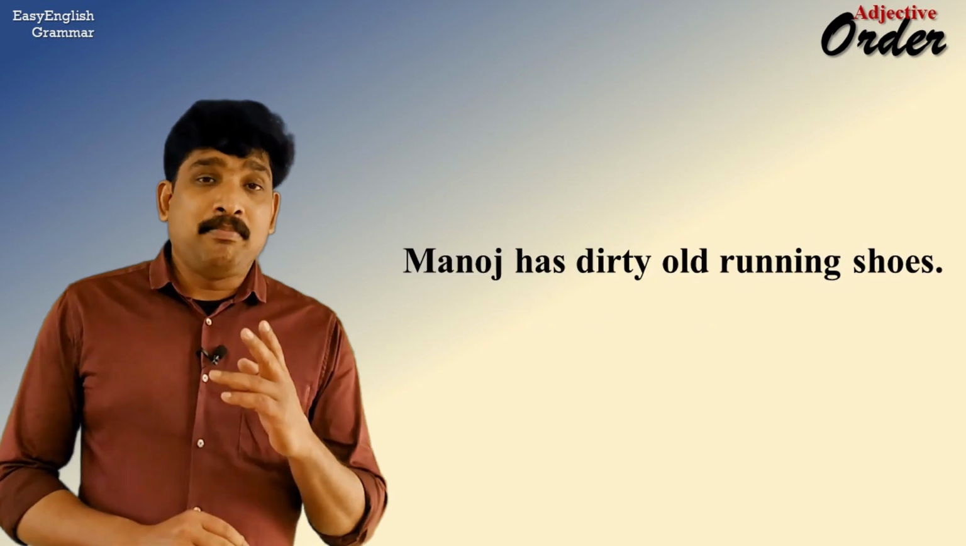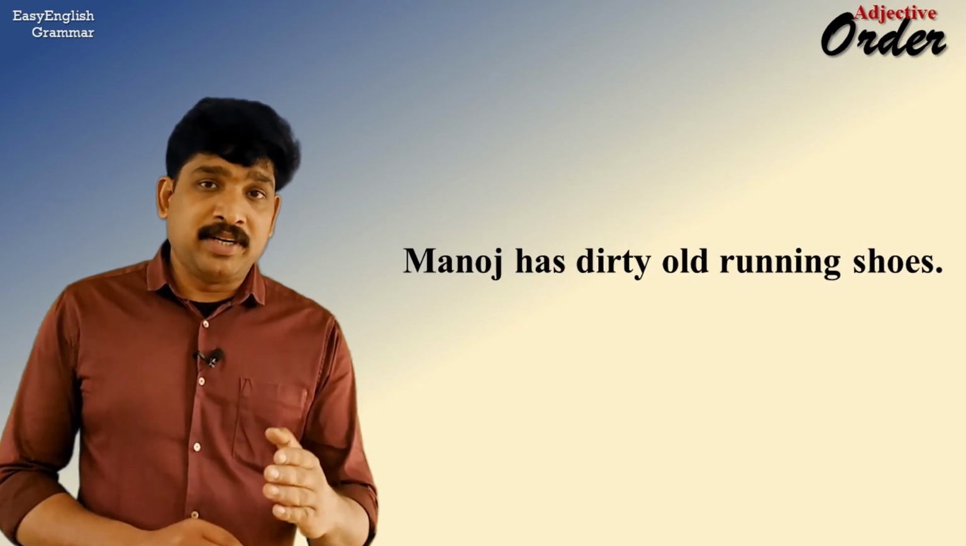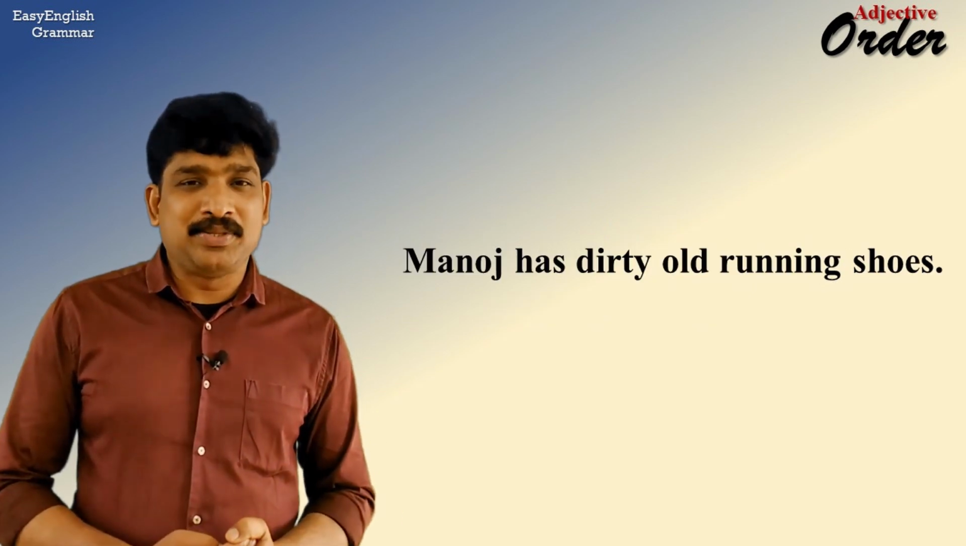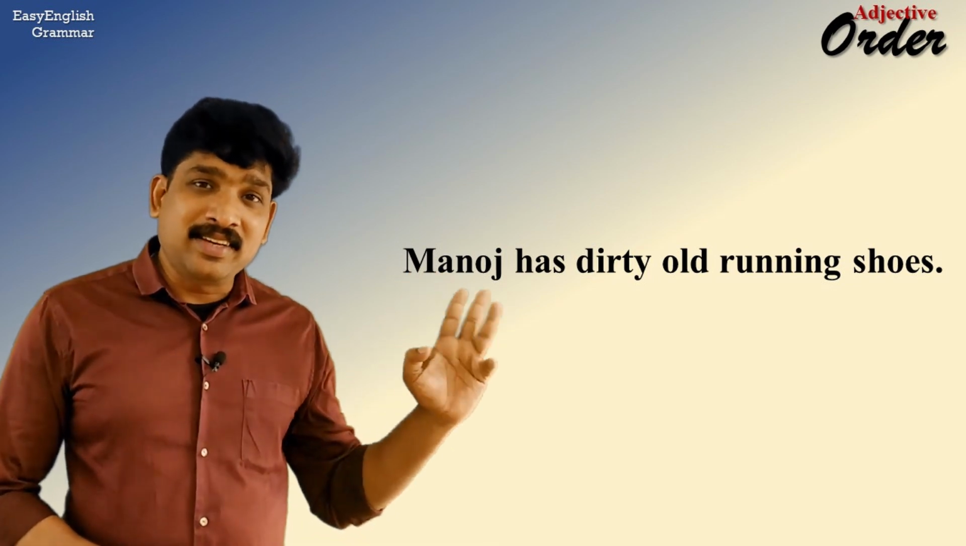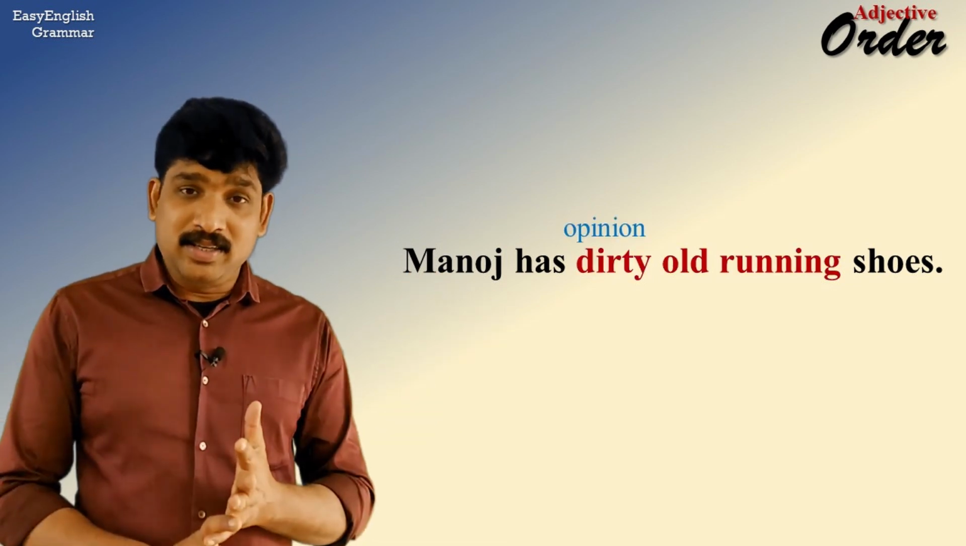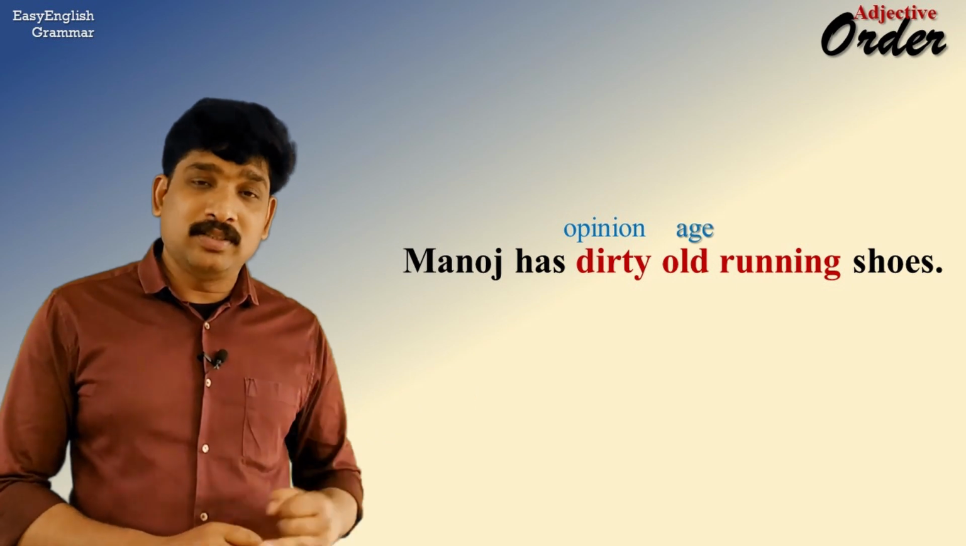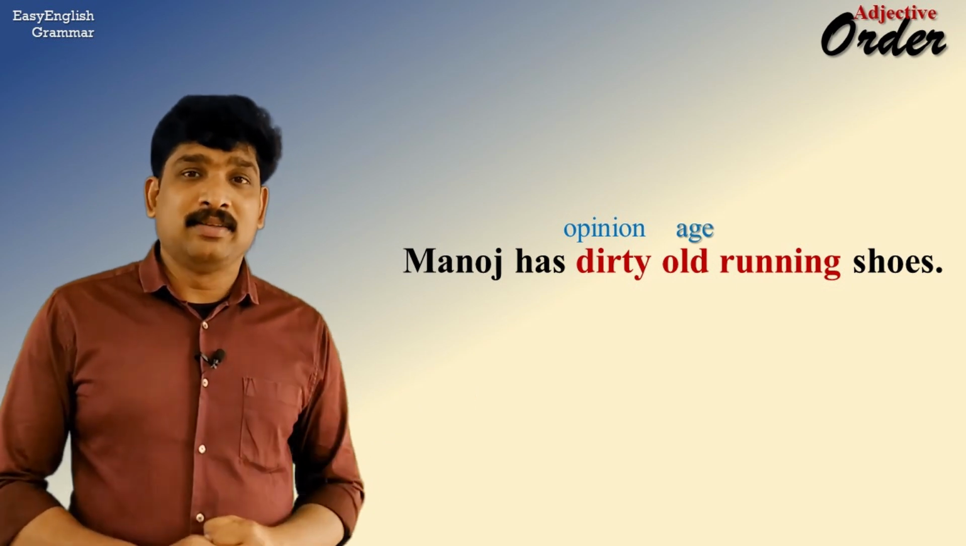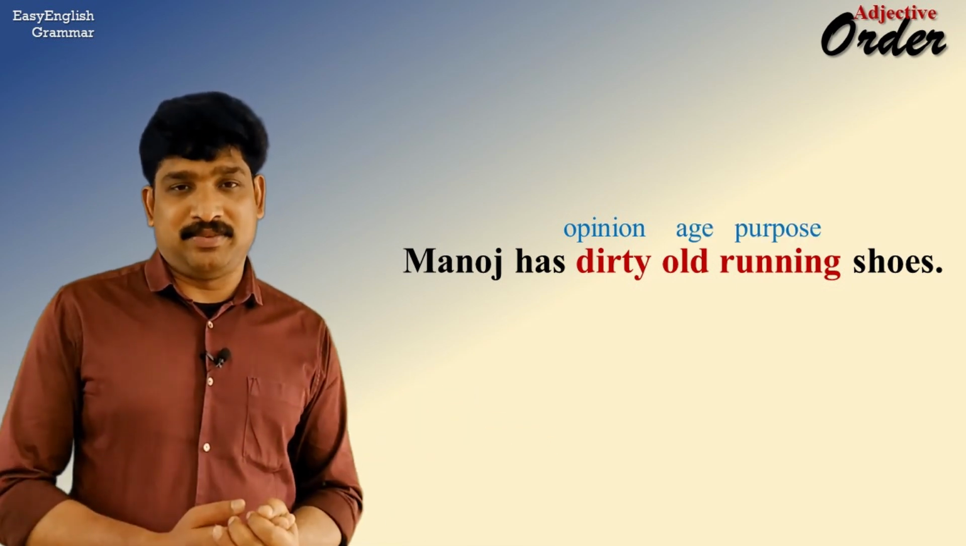Second example, Manoj has dirty old running shoes. How many adjectives you can see? There are three adjectives. Dirty, your opinion, old, the age, and running, which is a purpose adjective.